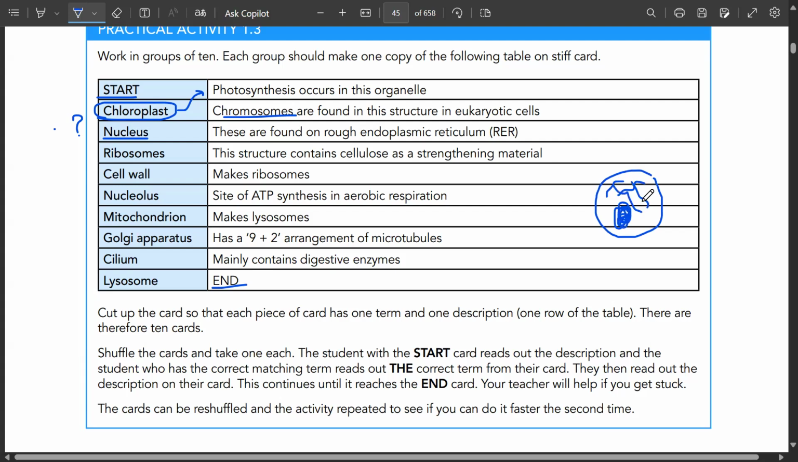Chromosomes, you forgot? Chromosomes contain what? DNA, remember? Second organelle. Ribosomes are found on the rough endoplasmic reticulum. Cell wall contains cellulose. You know what? They're actually written all above. All the answers are like this. Nucleolus makes up the ribosomes. Mitochondria, ATP synthesis. Golgi apparatus makes lysosomes. Cilium has this arrangement of microtubules, and lysosomes contain digestive enzymes.